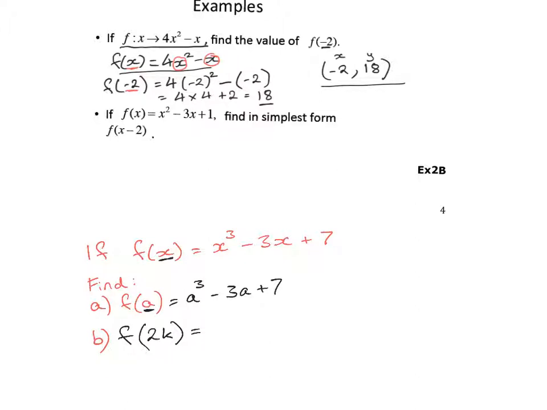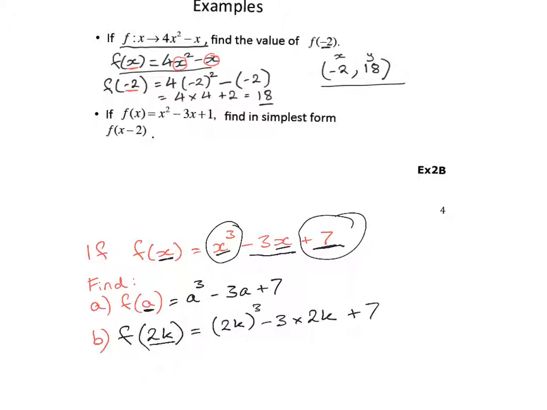Again, we just replace every x with 2k. So here we've got x cubed, so this time I want to do all of 2k cubed. And then we've got minus 3 times x, so it's minus 3 times 2k. And then we've got plus 7. Well, that's not a problem, it's just plus 7, because there's no x in this part, so it doesn't need to change. I don't need to put in the k anywhere. So now I get 8k cubed minus 6k plus 7, and I can't simplify that anymore because there's no like terms there.